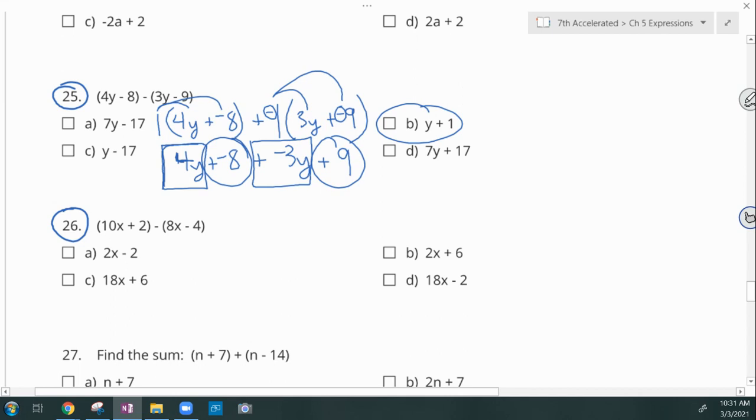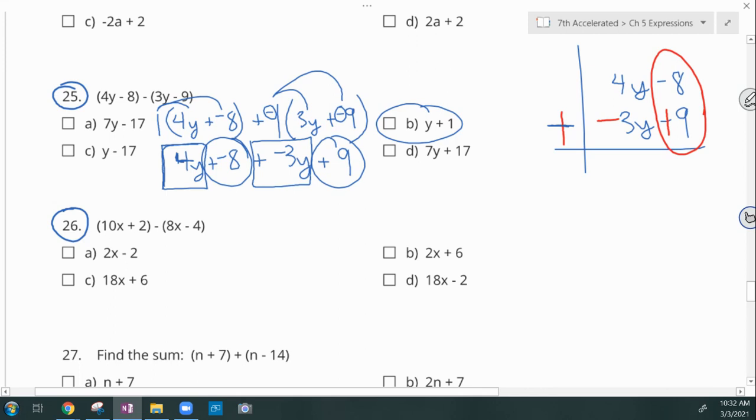Next, we might want to look at this as 4y minus 8 over 3y minus 9, but we're subtracting. I'll put that there just to help me keep it separated. Now, when I change this to adding, I have to change these to their opposites. So the positive becomes negative, the negative becomes positive, and now we can combine. That's obviously a plus 1, and it's going to be a minus 1.